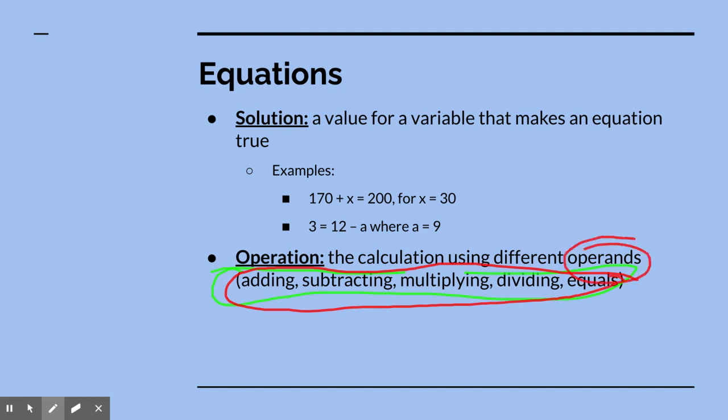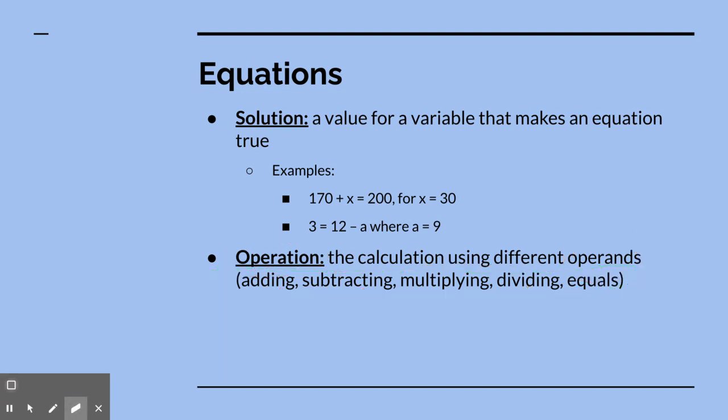Operands is a fancy word that just means what type of operation. Operands are the types of operations. So adding is an operand, subtracting is an operand, multiplying, dividing, they're both operands. Just think of it as what symbols are you using? What do the symbols mean? If you've got a plus sign, if it's X, if it's like this up here, right? So up here, what's the operation?